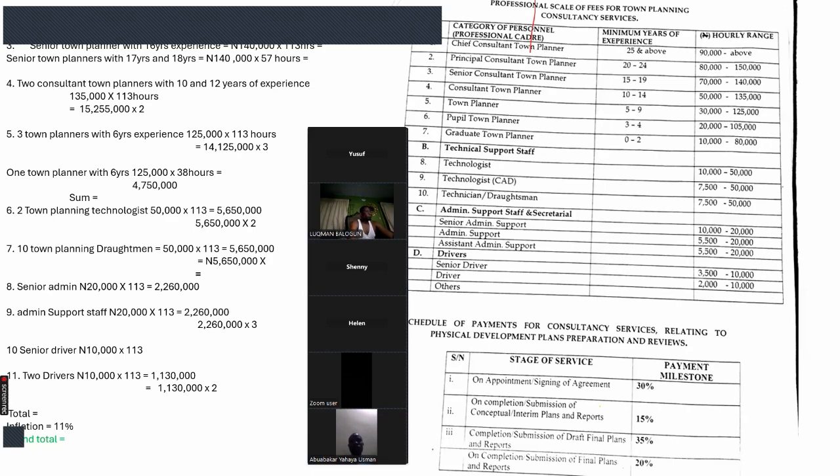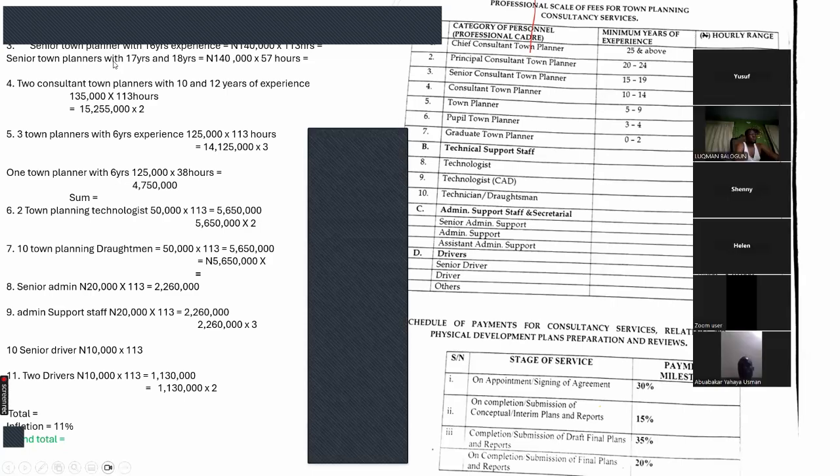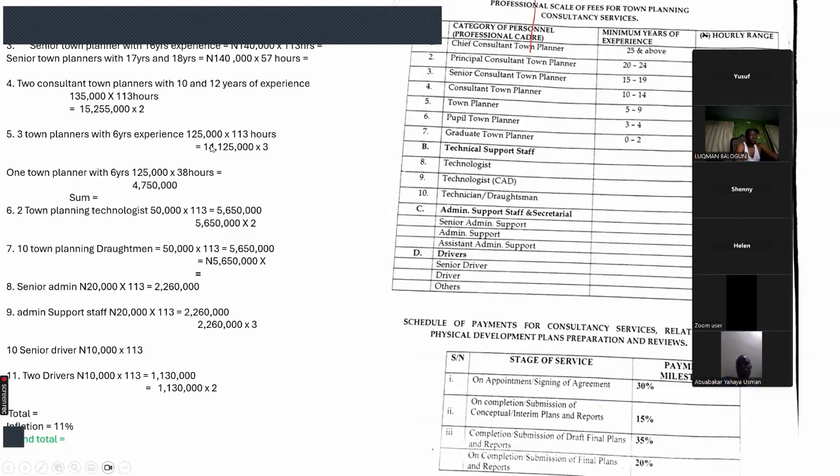So after everything, when you submit the final report, then they'll give you your final 20%. You see, all these are done to avoid conflicts. You understand? To avoid conflict in the execution of the contract. Okay, so now let's go directly to our calculation.